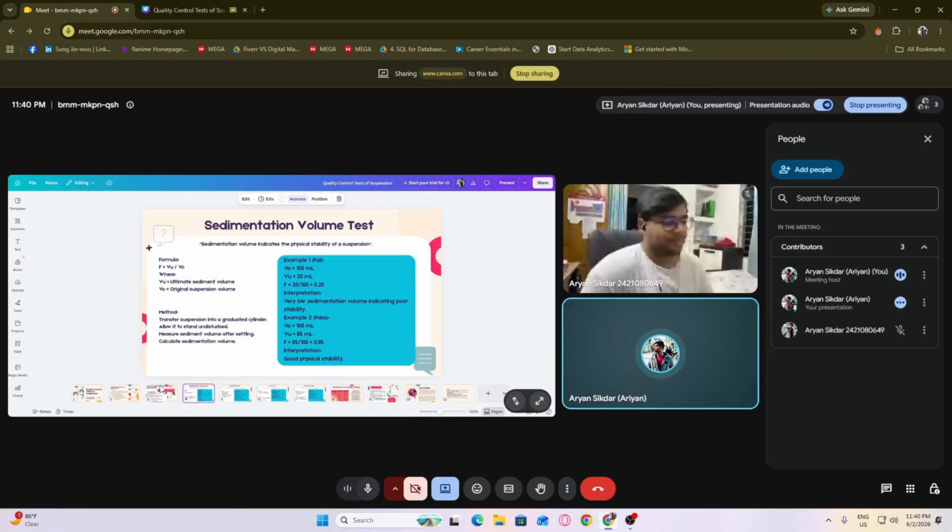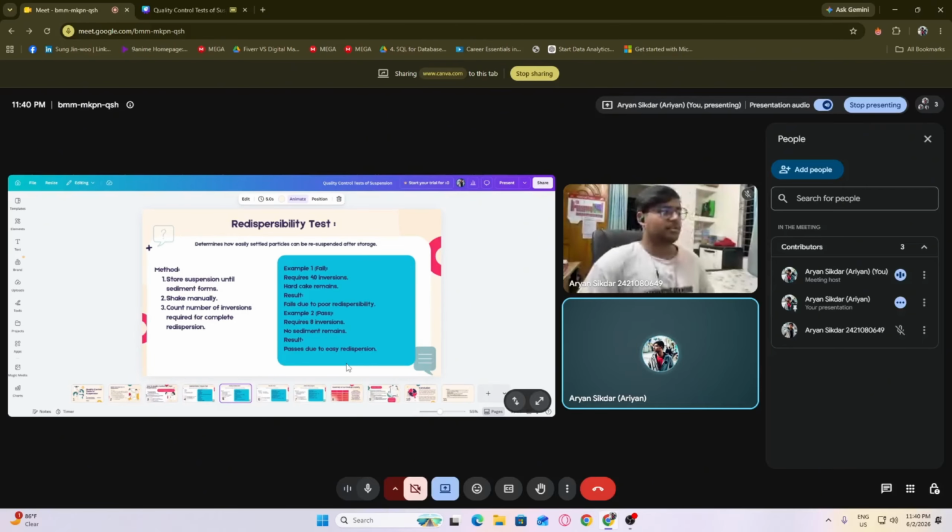In the failed example, we can see that the low value indicates poor stability and excessive settling, so the suspension fails. In this example that passed, we can see that the high value indicates good physical stability, so the suspension passes. For the next slide.